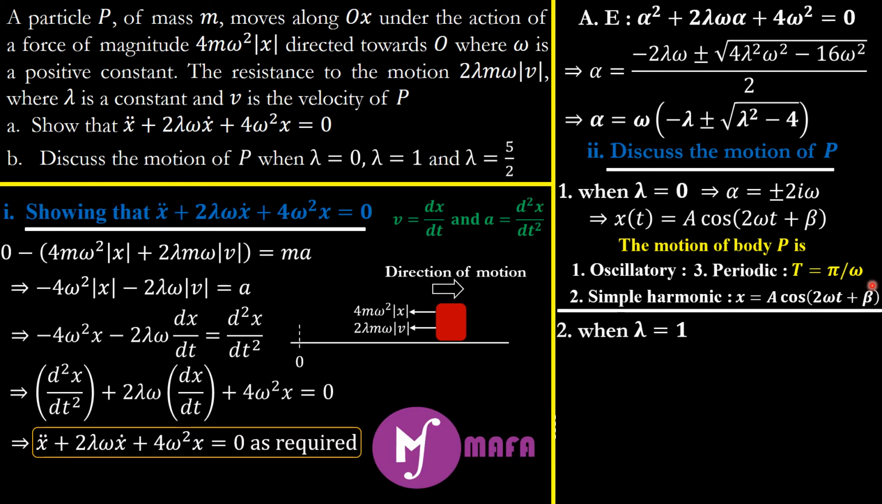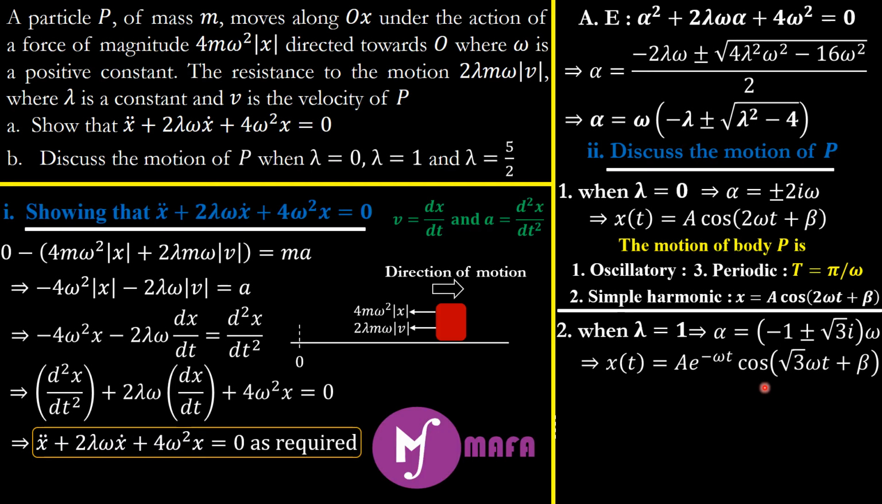Now in the second case, we are dealing with when lambda is equal to 1. When lambda is equal to 1, we need to replace 1 here and simplify. We get alpha to be, if you multiply inside here by omega, negative omega plus or minus omega root 3 times i. So the general solution is going to resemble this form: a e raised to the power negative omega t, times the cosine of root 3 omega t plus beta. Beta and a are constants.